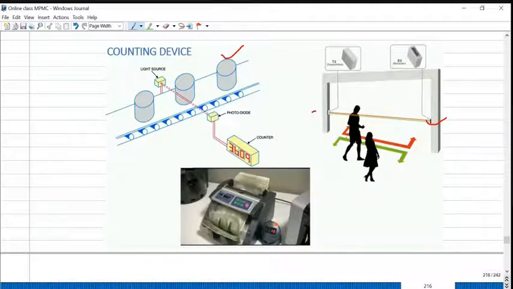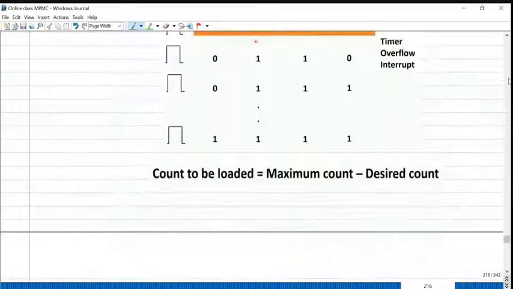So it can operate as an up counter as well as a down counter. If people enter the hall, it will operate in up counting mode. If people leave the hall, it will decrement by 1. So finally, we will come to know how many people are available in a particular hall. Another application of a counter is counting money, cash. So these are some applications.